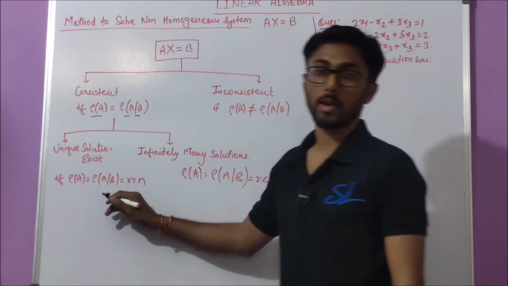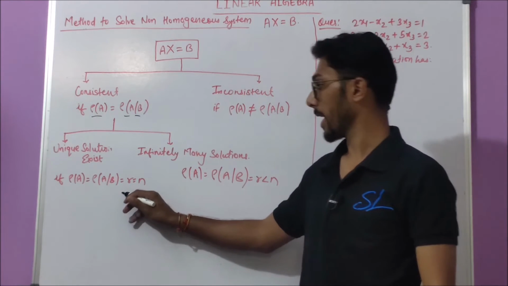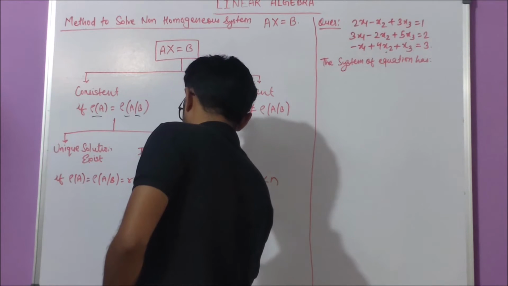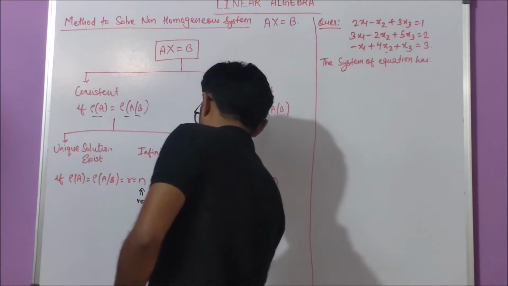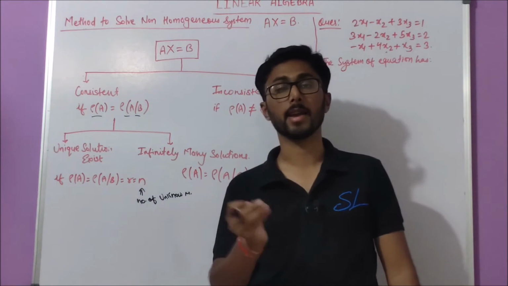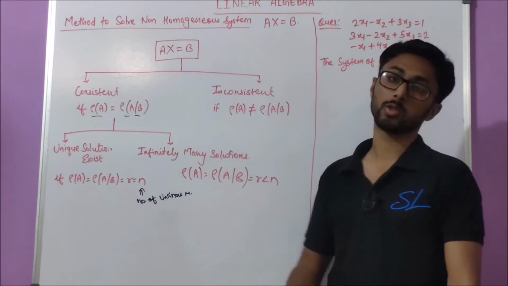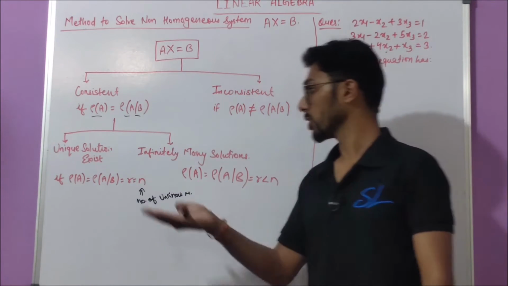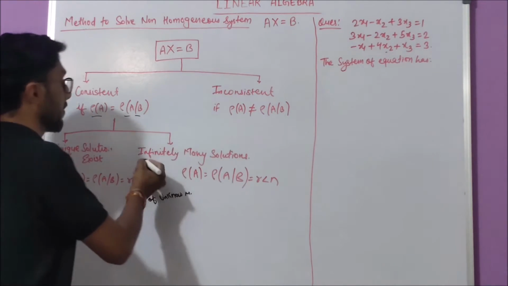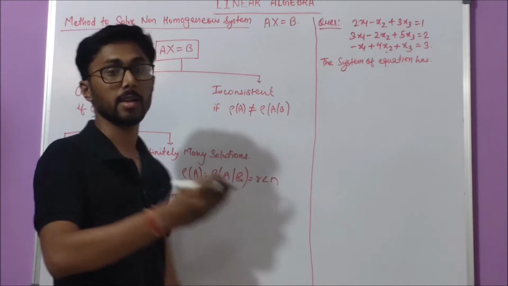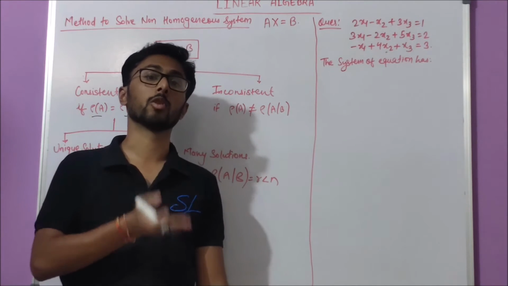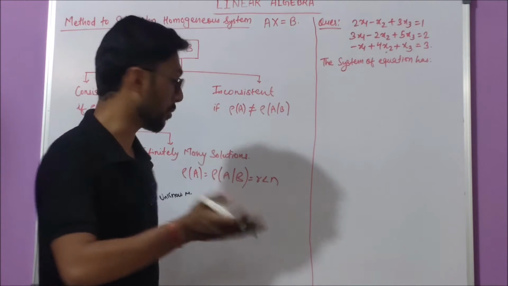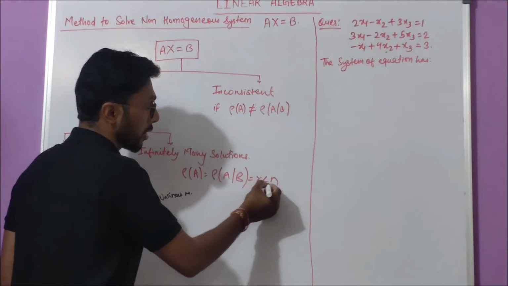If rank of A is equal to rank of B, and it is equal to n, where n is the number of unknowns, so if rank of A is equal to rank of the augmented matrix and it is equal to r, which is equal to the number of unknowns, then the type of solution is called a unique solution. And the second type is infinitely many solutions, where rank of A is equal to rank of B and both are less than the number of unknowns.